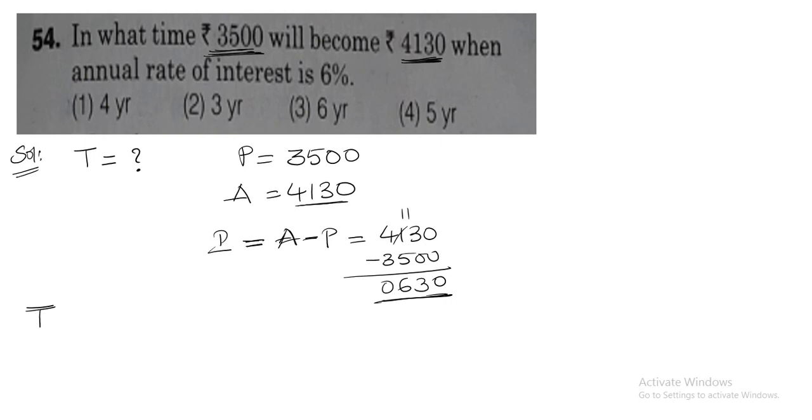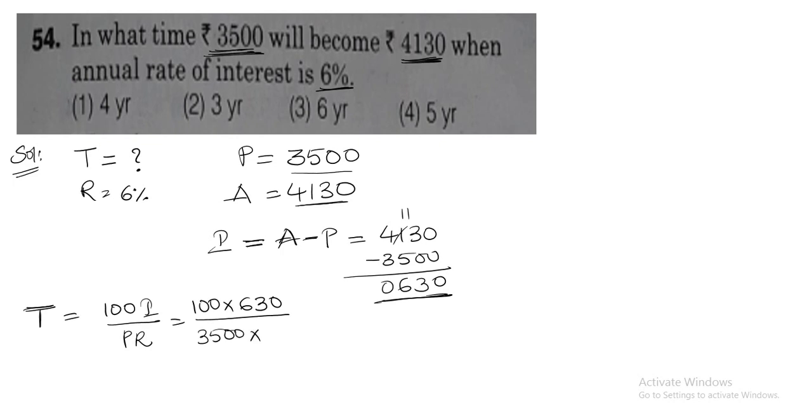Now I need time. So what is the formula for time? Time is equal to 100 into I by P into R. And what are the things that are given? Here the rate is also given, so rate is 6%. Now directly substituting the values, time is equal to 100 into I by PR, which gives me 100 into 630 divided by principal 3,500 into rate of interest 6.